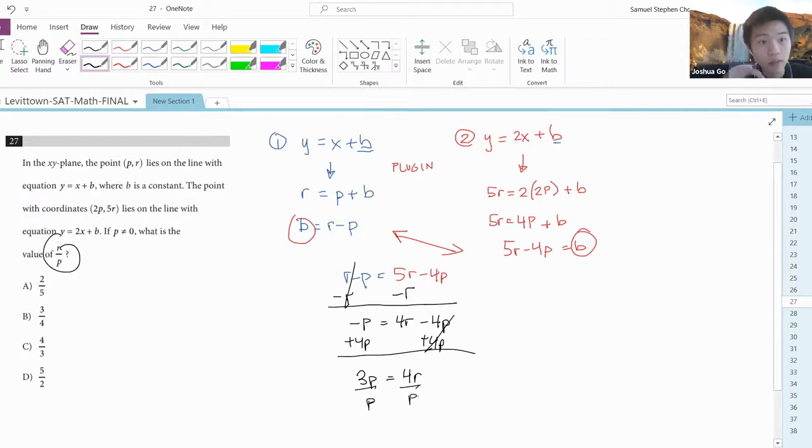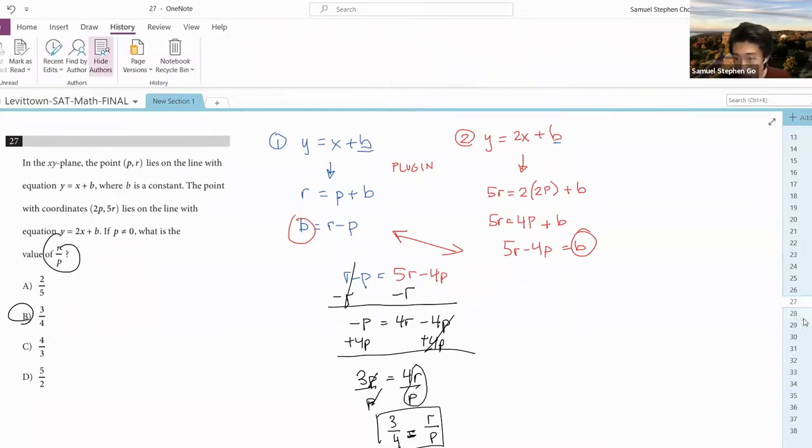And now we're inching closer towards that final R over P. Yep, I'm going to circle it for you right there. And then we can divide both sides by 4, and have 3/4 equals R over P, which is answer choice B. There it is.